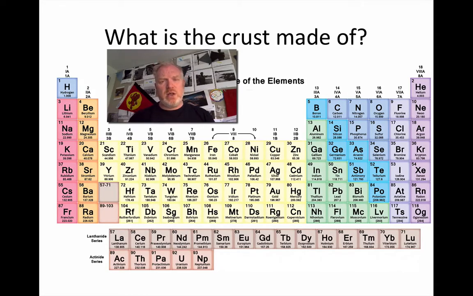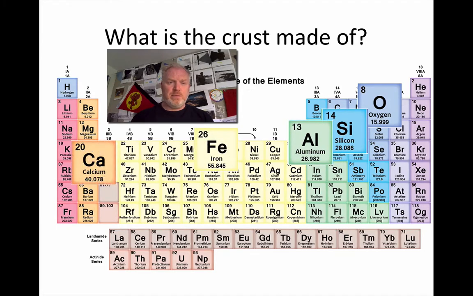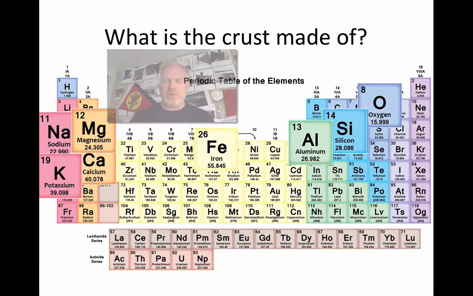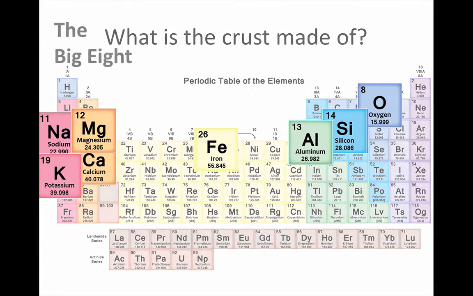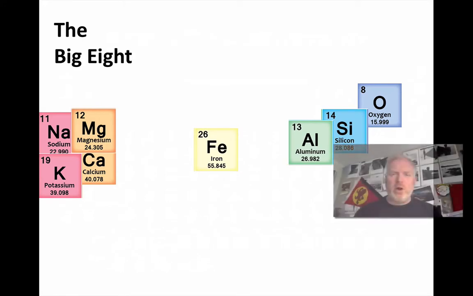There are some elements as well that we are more interested in than others. Let me show you what they are. So we have oxygen, silicon, aluminium, iron, calcium, sodium, potassium, and magnesium. Those elements in particular are of interest to us as geologists. Let's focus on those for a little while. So let's get rid of the rest of the periodic table just for the moment. This is what I like to call the Big Eight.